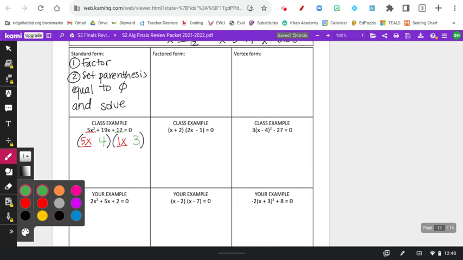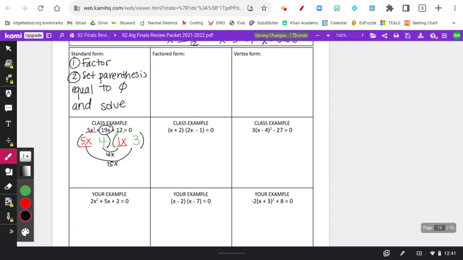If we check our inners and outers, 4 times 1x makes 4x, and 5x times 3 makes 15x. These 4x and 15x add to my middle term, so we know we've done it correctly. Then these will both be positive to make a positive 19x. Once we've factored it, then we set the parentheses equal to 0. So this is going to become 5x plus 4 equals 0, and 1x plus 3 equals 0.